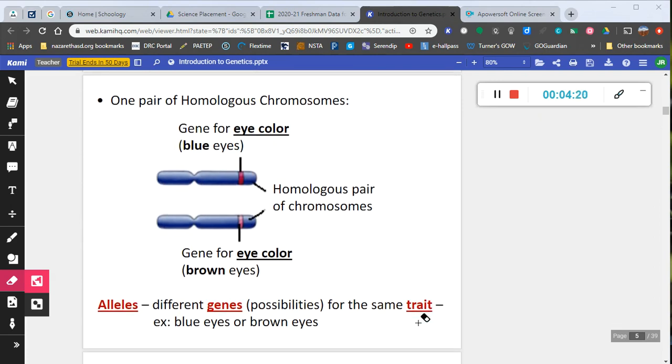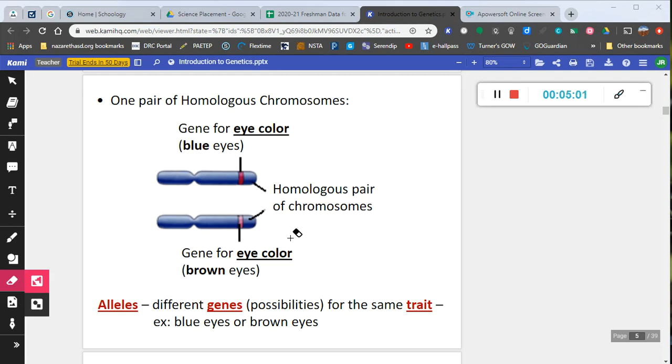So let's take a look at a pair of homologous chromosomes. Here's a pair of homologous chromosomes. We could assume that one came from mom, one came from dad. The gene for eye color is being highlighted on this chromosome. You can see that one chromosome is carrying the allele for having blue eyes, and the other chromosome is carrying the allele for having brown eyes. Again, eye color is the gene, but the two different versions of that eye color are what we consider to be alleles.